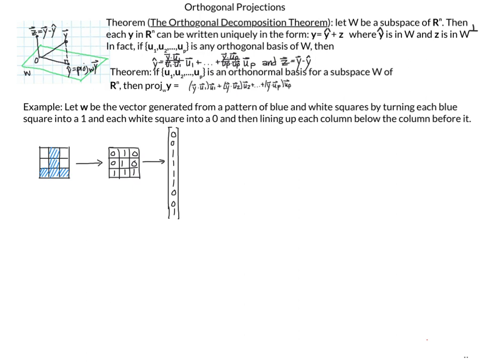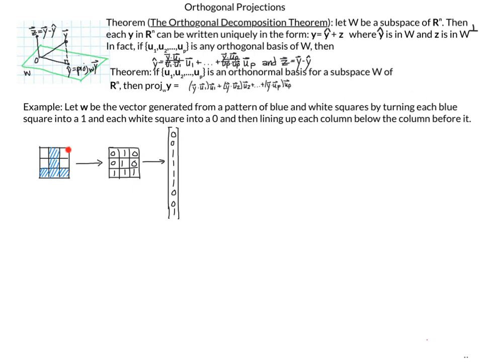This next example is a pattern recognition problem, or application. If you have a grid of 9 by 9 squares and you color some of them in, you want to be able to recognize the patterns. So let W be a vector generated from a pattern of blue and white squares by turning each blue square into a 1 and each white square into a 0, and then lining up each column below the column before it. Here our first column is white, white, blue, so that's going to be 0, 0, 1. Our second column is blue, blue, blue, so that's going to be 1, 1, 1.